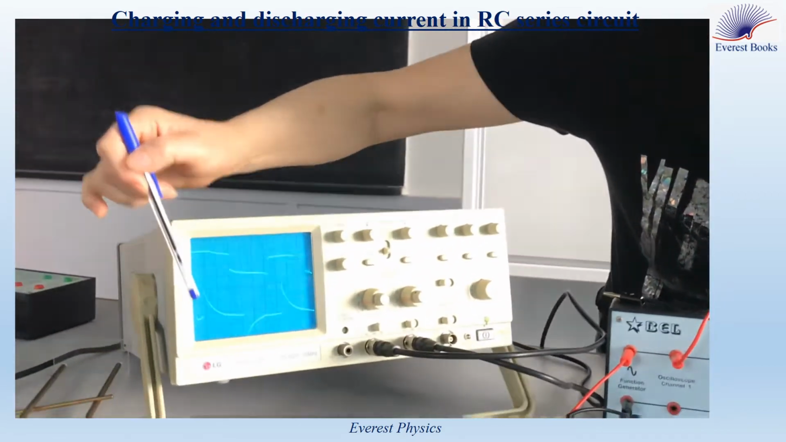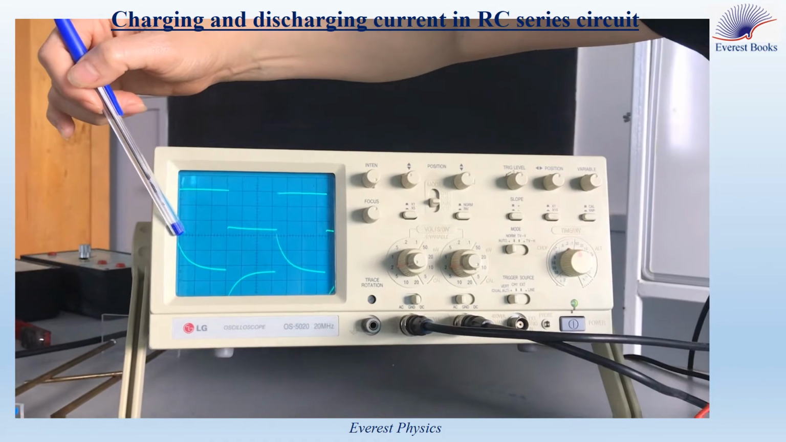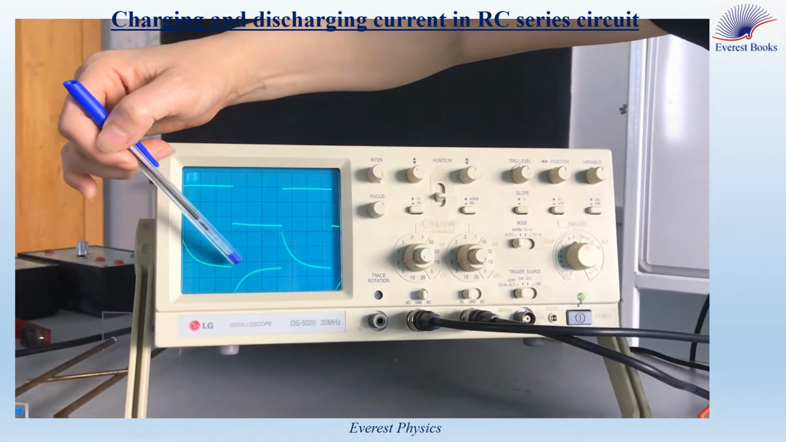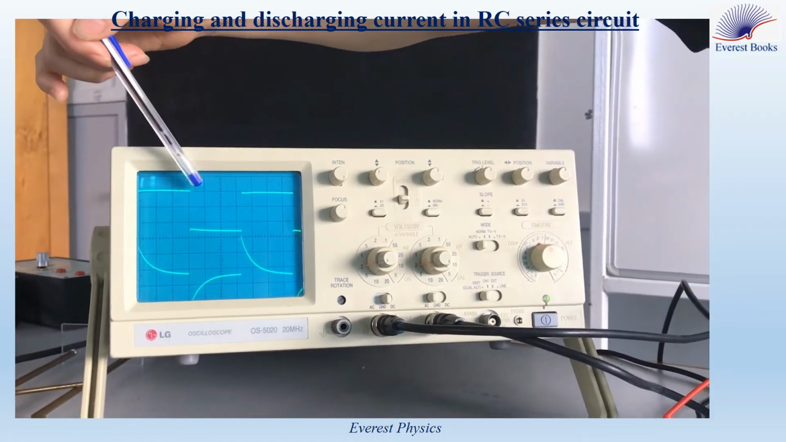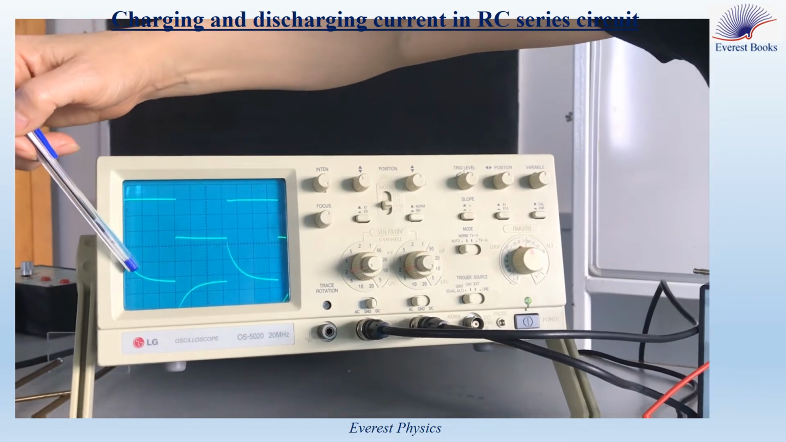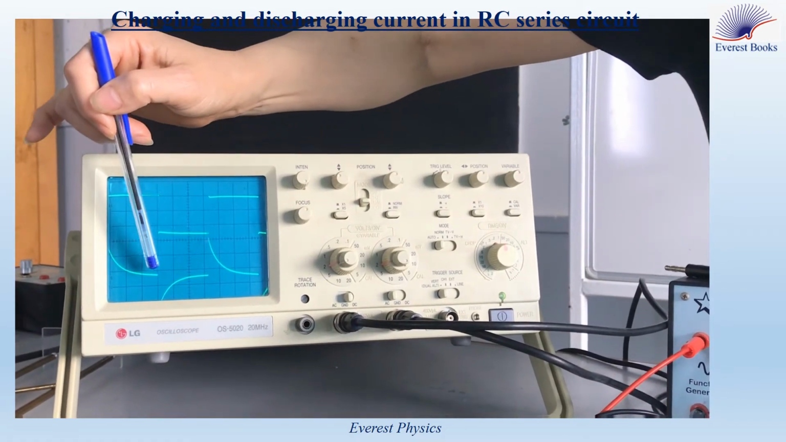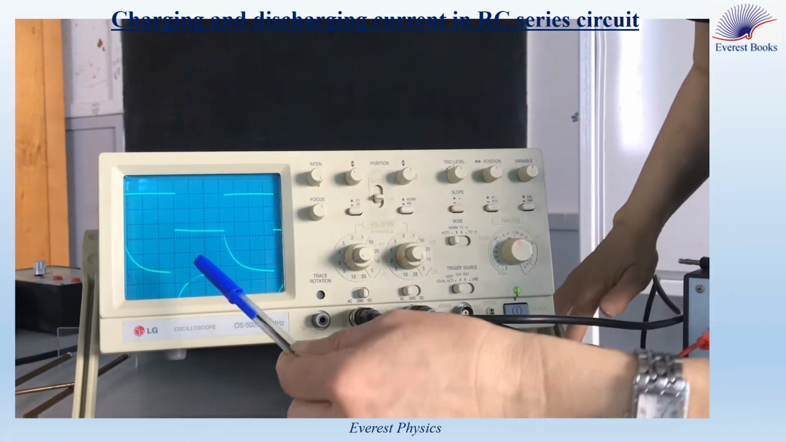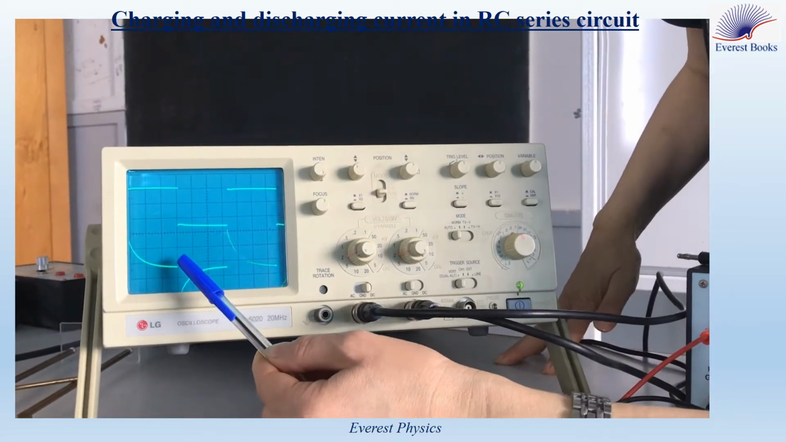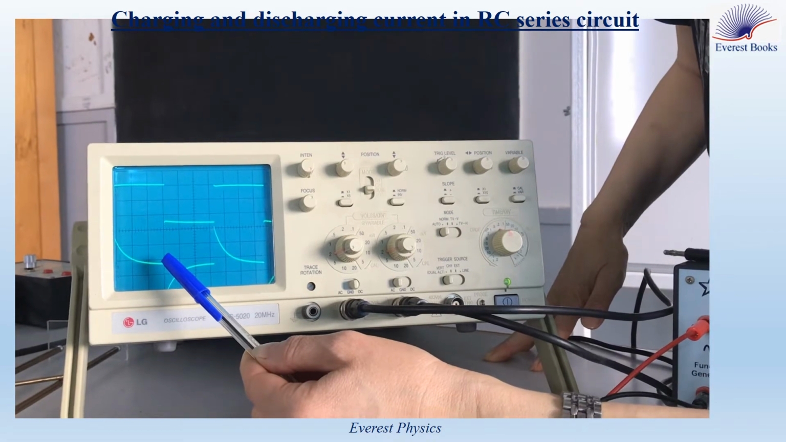So here, when we say the voltage across the resistor decreases during the charging phase, then the current decreases to 0 during the charging phase. When the current becomes 0 at the end of the charging phase, we say that steady state is attained.